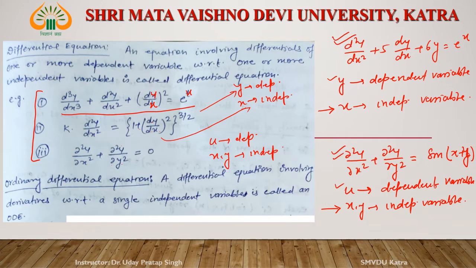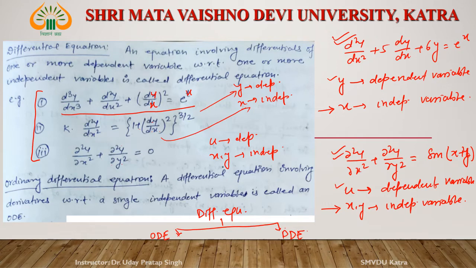Okay. Now come to the types of differential equation. Basically, differential equations are classified into two broad categories. Number one, ordinary differential equation, and second one is partial differential equation. So differential equation is classified into ordinary differential equation, which we call ODE, and second one is PDE, which we call partial differential equation. Okay. So what is ODE and what is PDE?